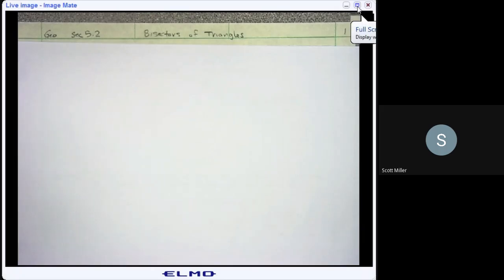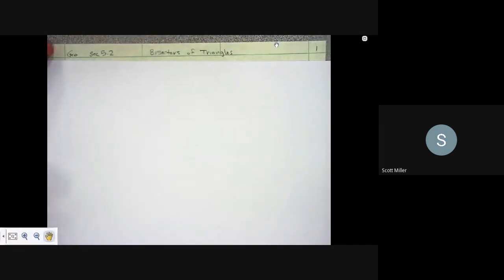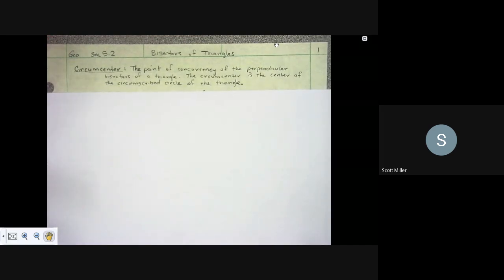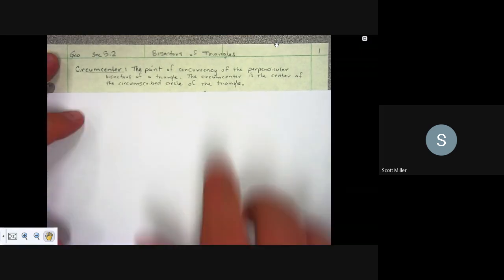In section 5.2, we're going to be looking at the bisectors of a triangle. Some unique things happen with the bisectors. The first one is called the circumcenter, the point of concurrency, so pretty much the point where things intersect, of the perpendicular bisectors of a triangle.